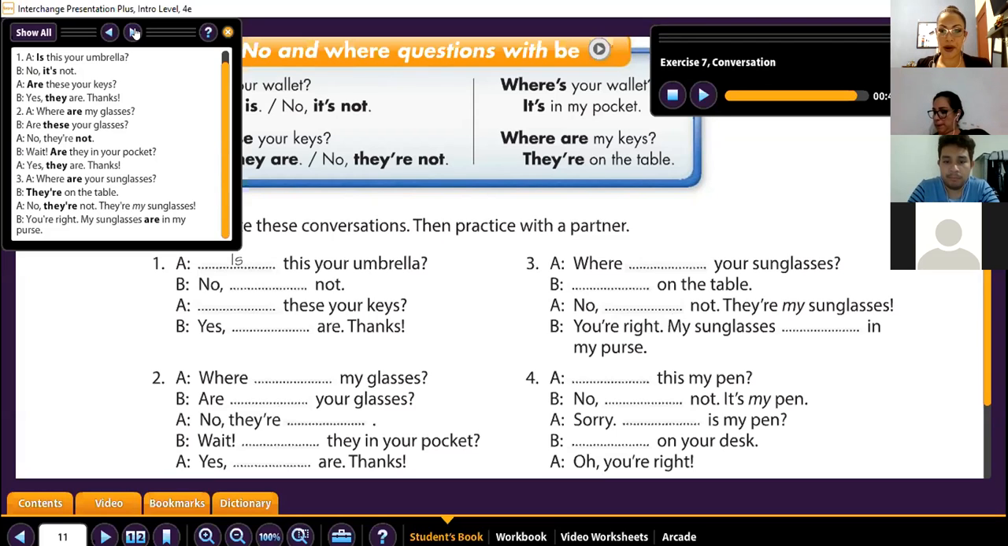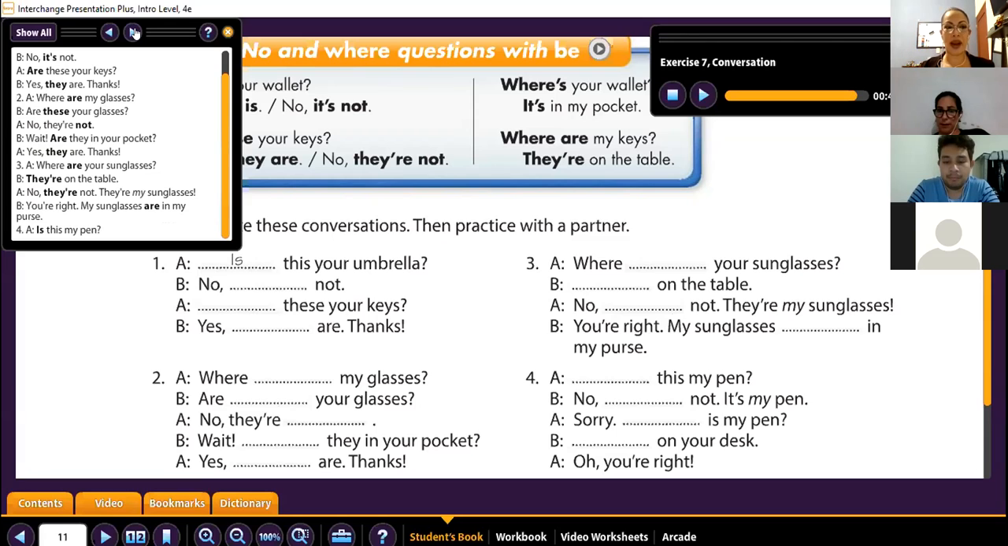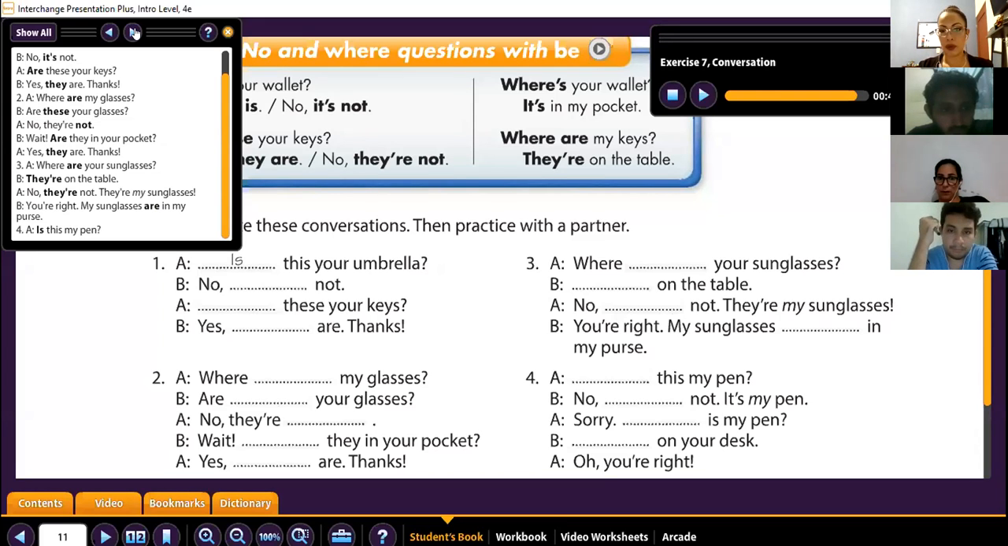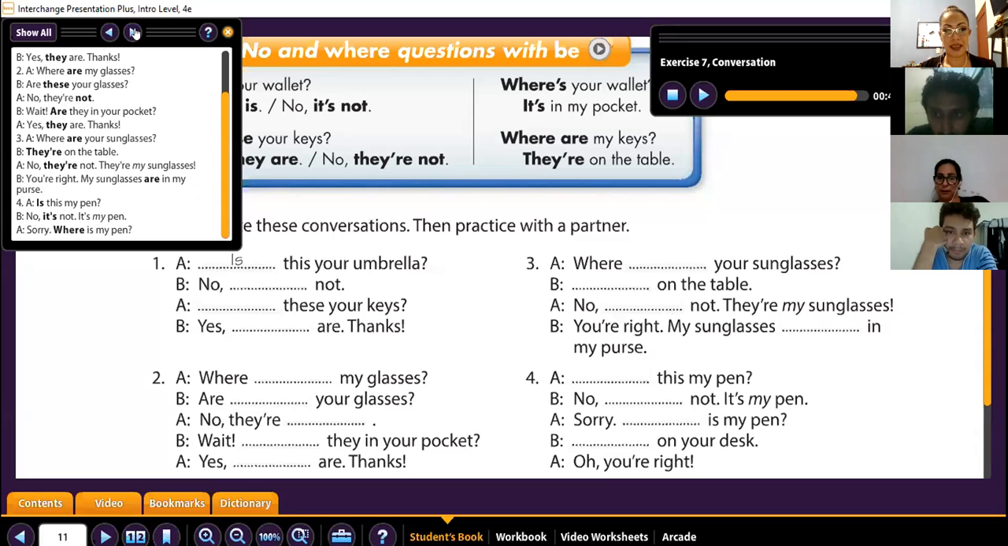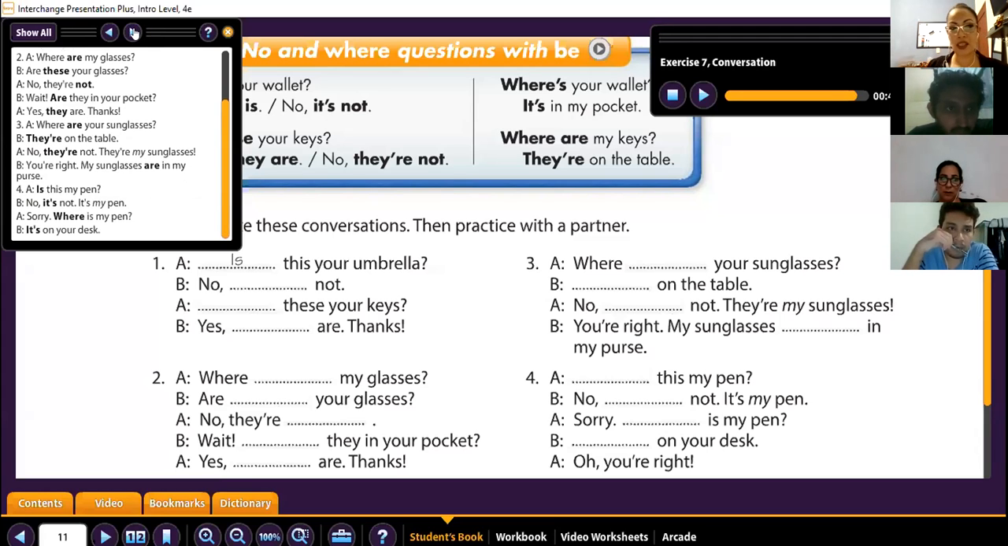My sunglasses are in my purse. Okay, let's say number four. Is this my pen? It's my pen. Sorry, this is my pen. Where is my pen? Ajá, porque le responde dándole la información. Por eso ahí es where, porque la respuesta es on your desk. Le responde, it's on your desk. Está en tu escritorio.